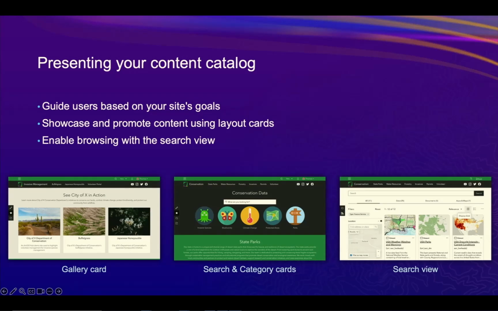But again, presenting this content really depends on what you want your users to do, and often the number of items that you have. If you have very few and you just want to showcase things, use the category card or embed an app or map card directly onto your site. If you have dozens or even hundreds of items, we recommend putting your category cards and search cards front and center so users can get into that data and start exploring more.